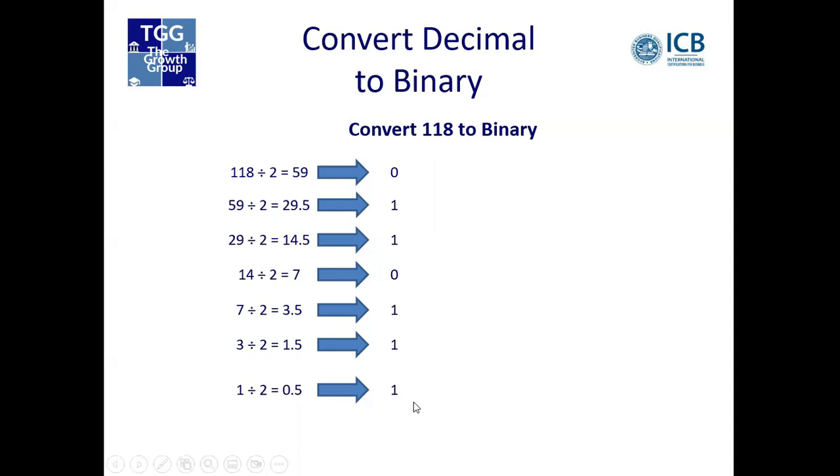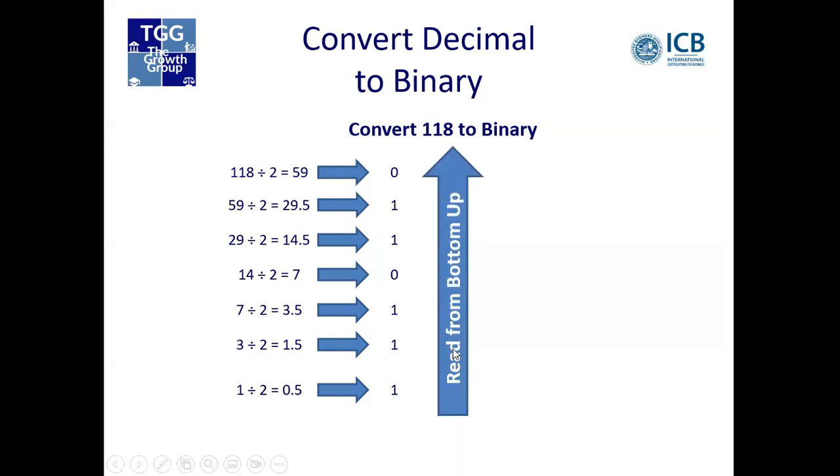And then a binary number can never start with the number 0. So because a binary number must start with the number 1, we will read this from the bottom up, and then the binary number becomes 1, 1, 1, 0, 1, 1, 0. And that is how we convert binary numbers to decimal numbers and decimal numbers to binary numbers.